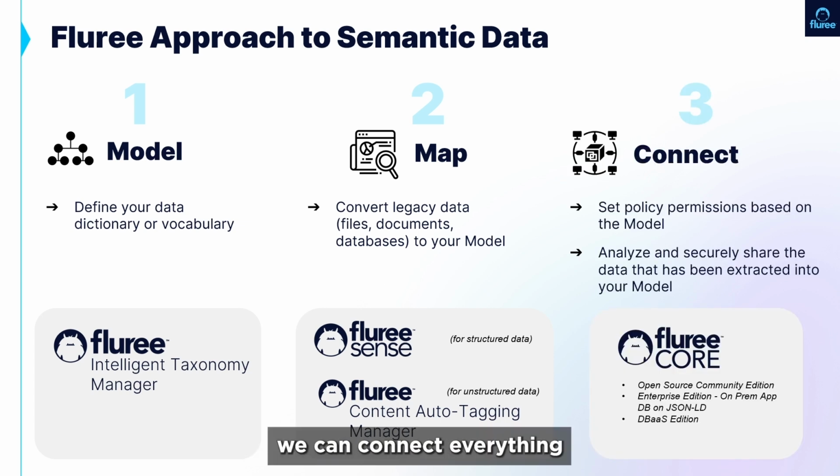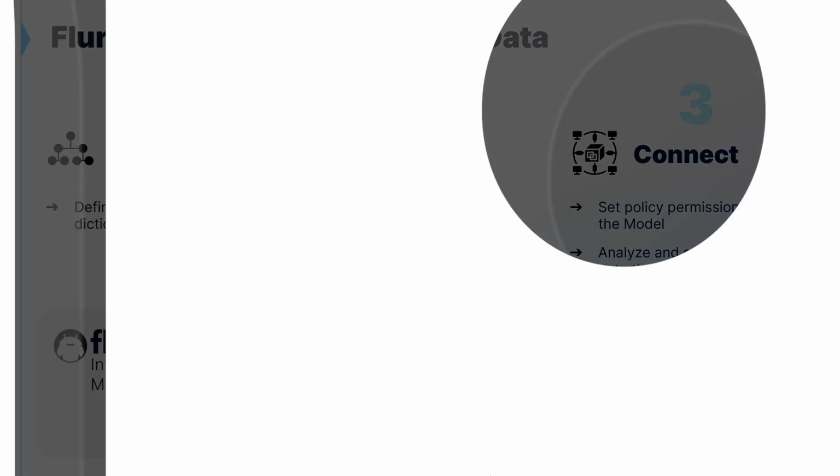And then finally, we can connect everything with our Fluree database itself. So our Fluree core is a semantic graph database, and it allows you to set the policies and set the access permissions and contracts programmatically by using the model. And then once the data is inside the Fluree database, we've now activated it for lots of use cases.